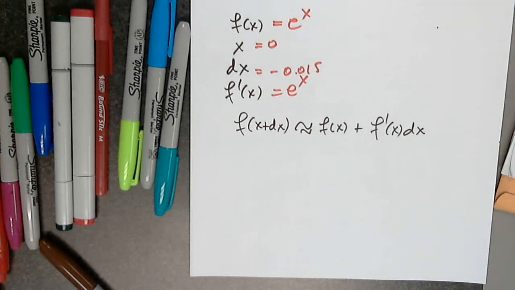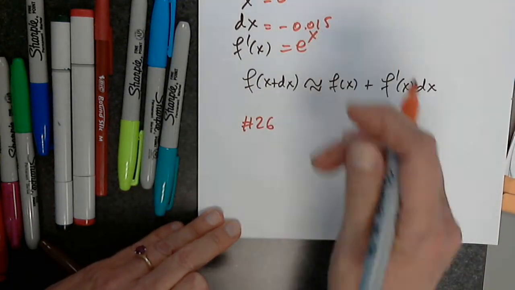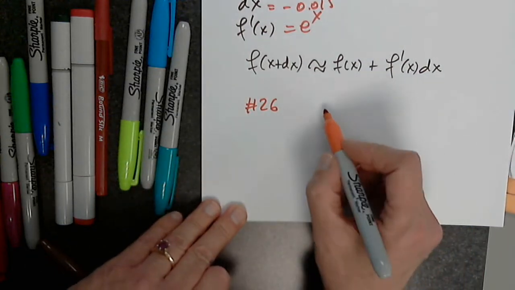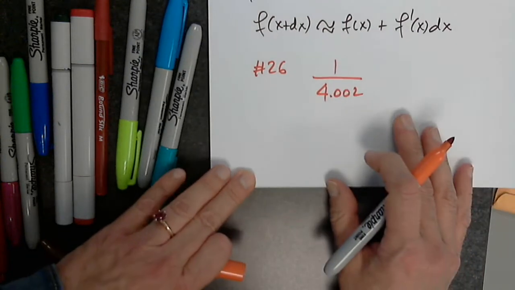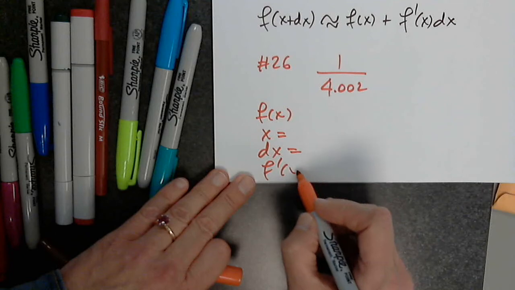How much will be dx? Positive or negative? Say it again. Look at the problem and identify the x. If you said that x is 4, then what else can be in there? Okay, I got it. It's not clear. So we're going to do both together. So 1 over 4.002. So let's identify the function. Let's identify x. Let's identify dx, and then f prime.